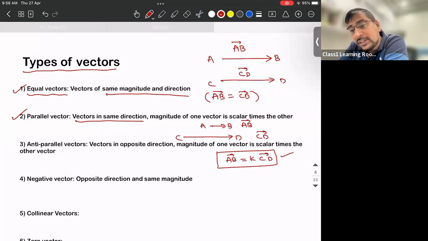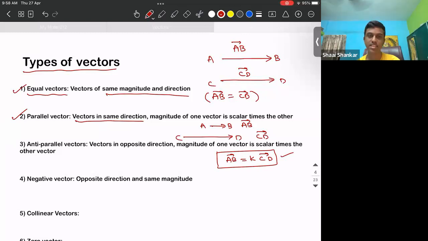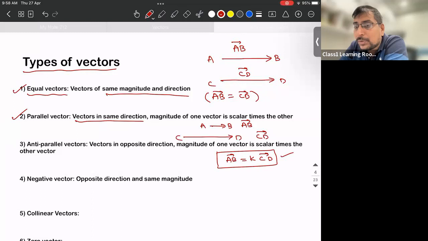Are all equal vectors parallel vectors? Yes, sir. But are all parallel vectors equal vectors? No, sir. That is the meaning, right?